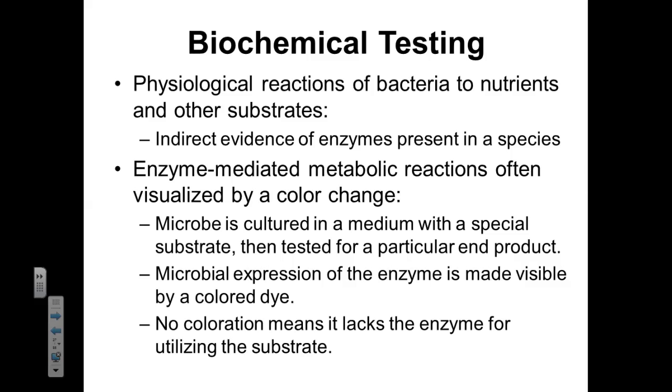Many metabolic reactions or chemical reactions in the bacterium are controlled by enzymes. We spent a lot of time earlier in this course talking about how enzymes control chemical reactions, and these metabolic reactions that are controlled by enzymes can be visualized with a color change. So if we culture our microbe in a special medium with a special substrate, we can then test for a particular end product. Sometimes, if this particular end product is an acid, maybe if we're trying to put the bacterium in a situation that it's going to cause fermentation to occur, if that bacterium is capable of fermenting the carbon source, it will likely excrete an acid.